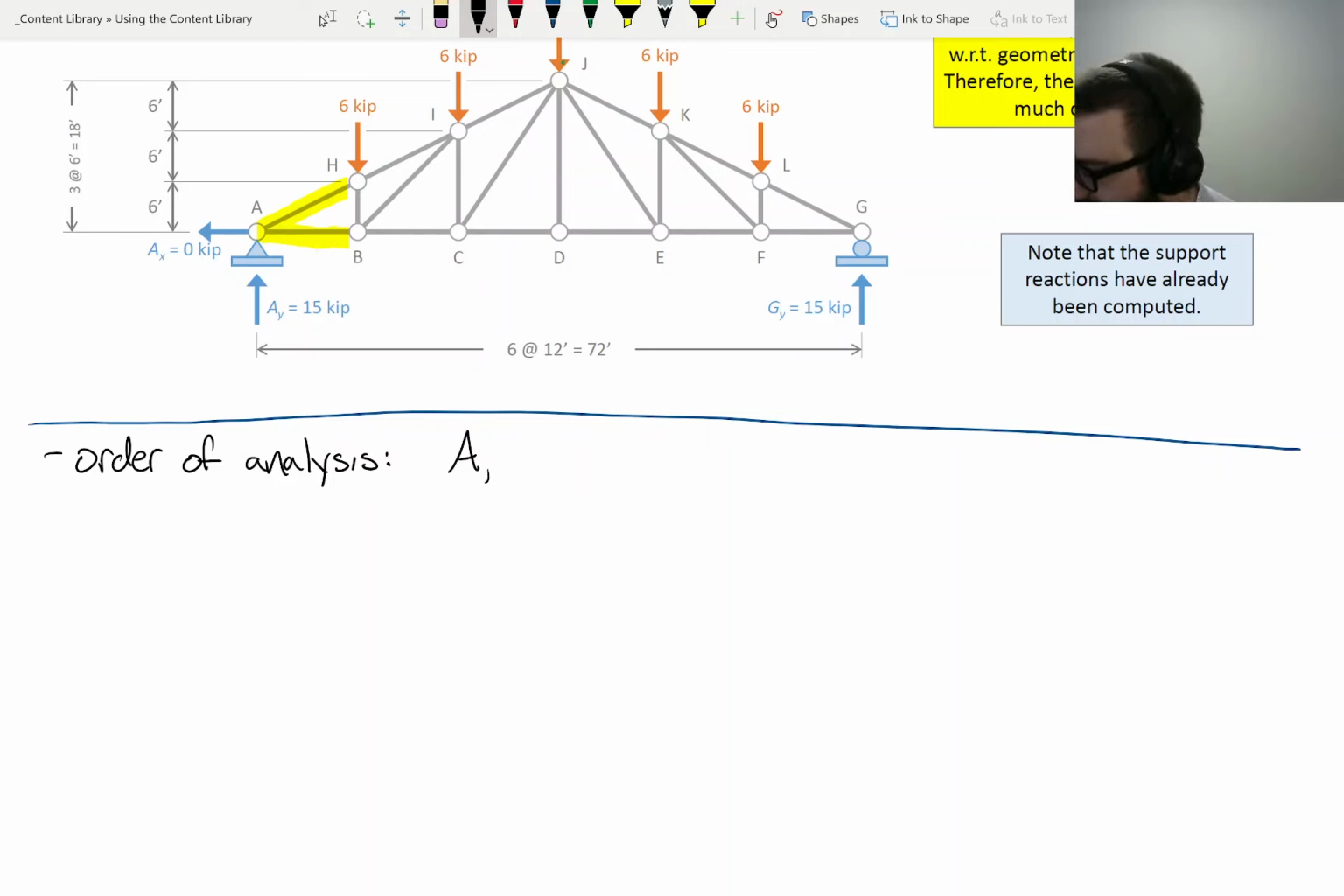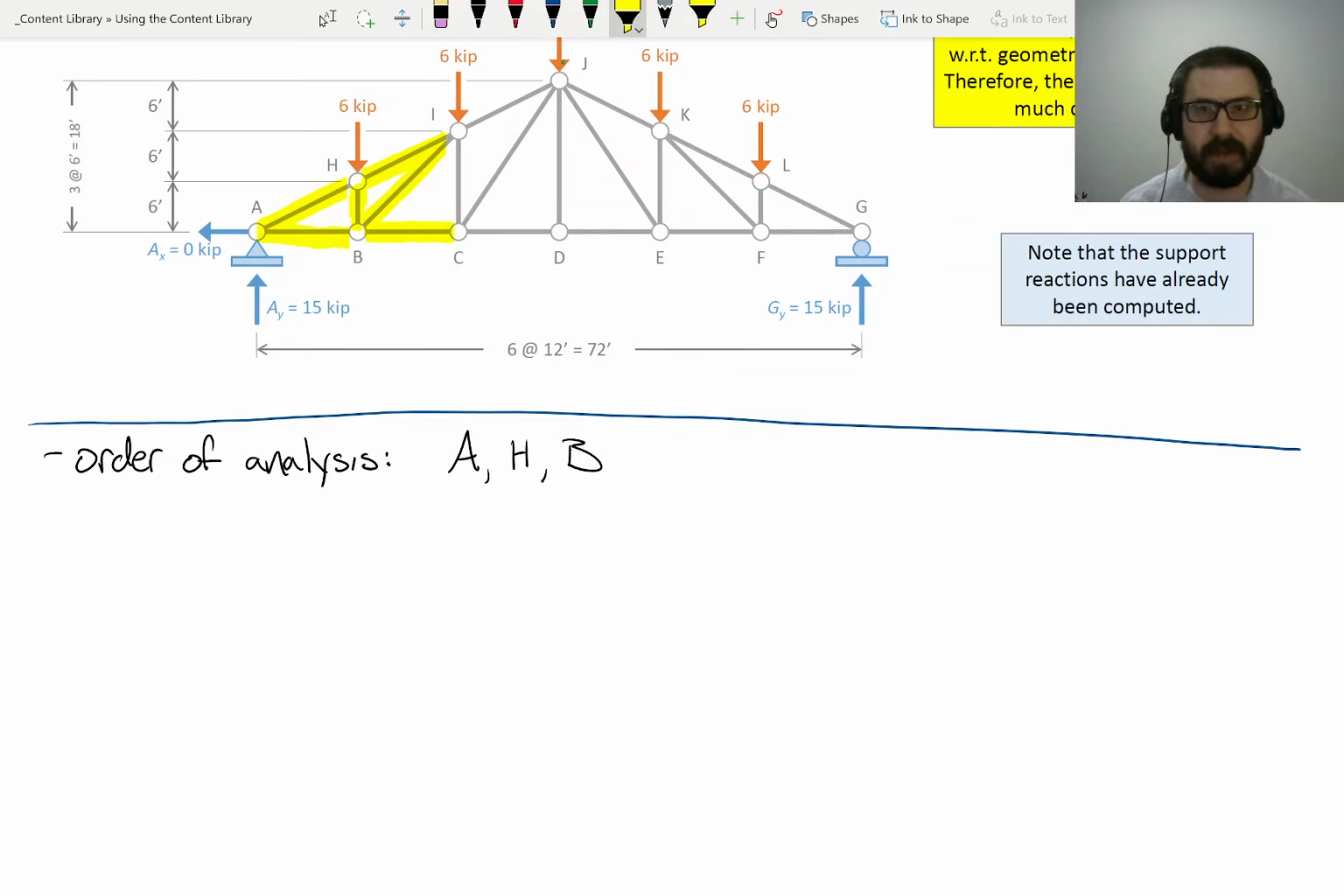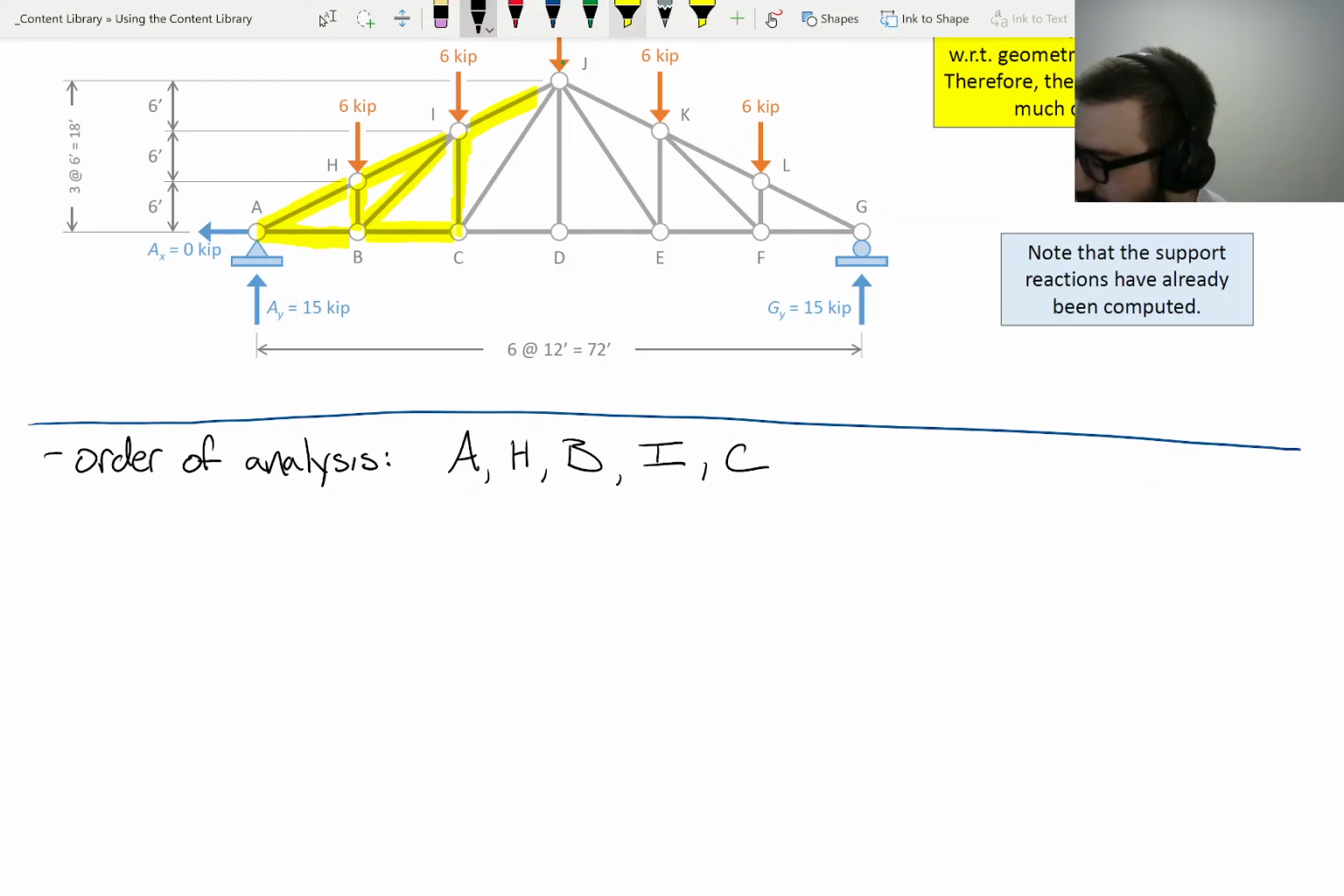Instead, I propose that what I need to do is solve joint H next, because joint H is only going to have two unknowns, the BH and the HI. So that will give me this member and this member, okay? So after that, I will then go ahead and solve joint B. Joint B will give me this member and this member, because again, two unknowns. Okay, and what do I do from there? Let's do joint I. Joint I will give me this member and this member. And then maybe what I'll do is joint C. Joint C will give me this member and this member.